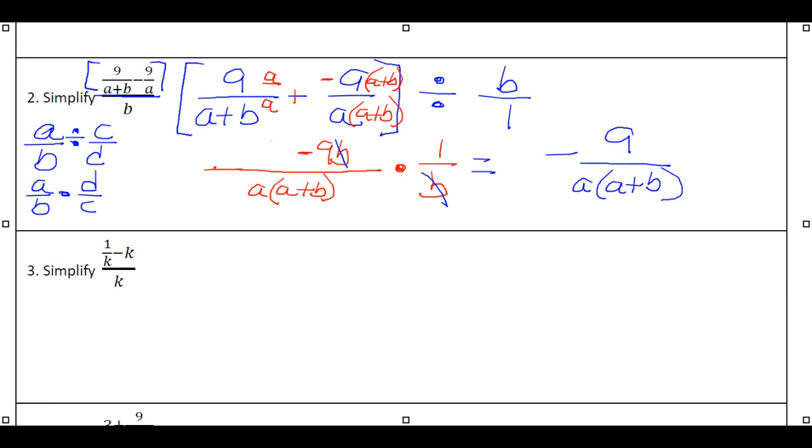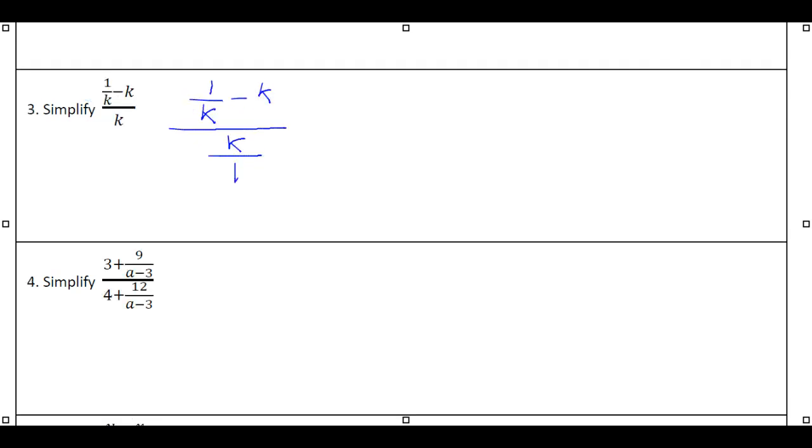All right, let's do letter or number 3 here. We can use our first method on this one. What is our common denominator here? Well, our common denominator is k. So if we multiply both of these by k, we should simplify our answer. So here the k's cancel out, and we get 1. Multiplying this by k, the k's cancel out, and this becomes a negative k squared.